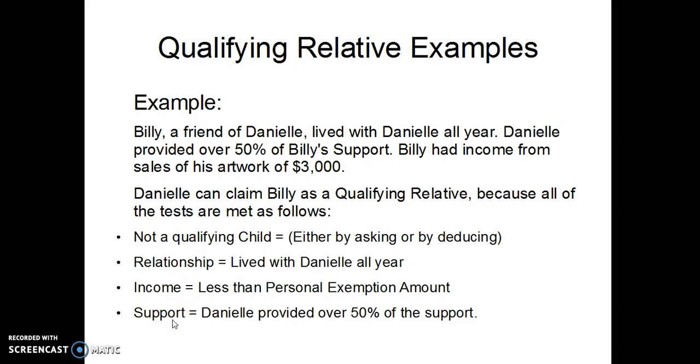Make sure that Danielle provides over 50% of the support for Billy, which is listed in the question. Generally, you're going to ask this by just asking the taxpayer and find out if they provide at least half of the support. There's usually a worksheet that could be filled out if it gets to that, but generally a taxpayer will know whether they did or they did not provide more than 50% of the support.